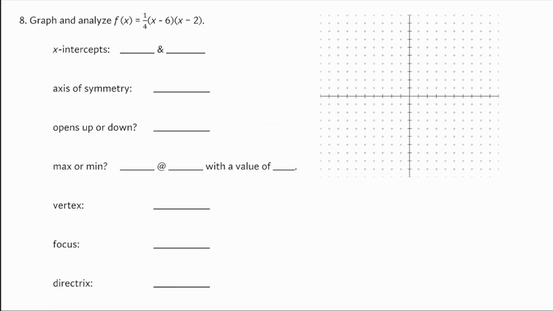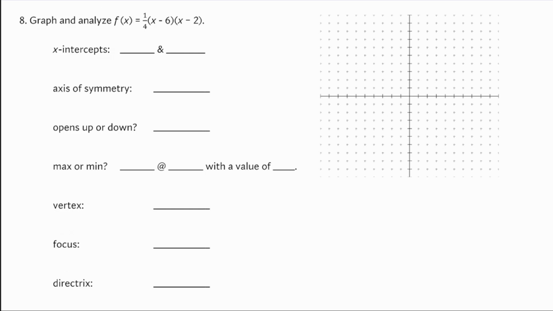Alright, now we've got a graphing type problem with a laundry list of trivia questions, which normally these aren't exactly my cup of tea, but I do like this one. I like where this one's headed. So f of x equals 1/4 of x minus 6 times x minus 2. Okay, we're going to start by, I think, plotting the zeros as it would suggest here.